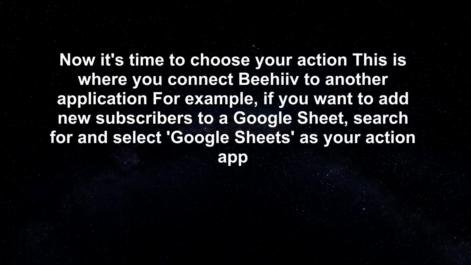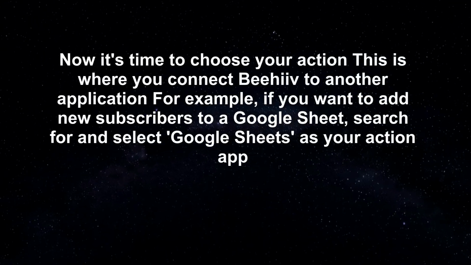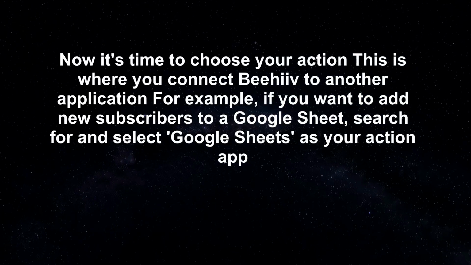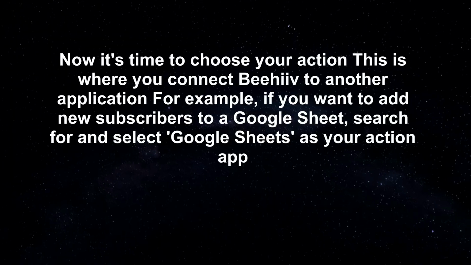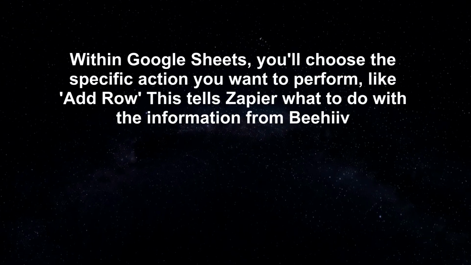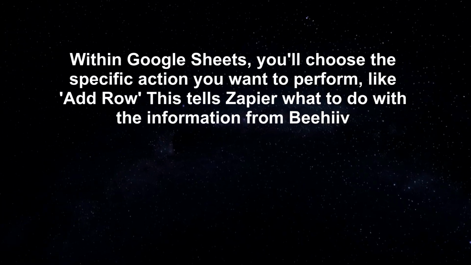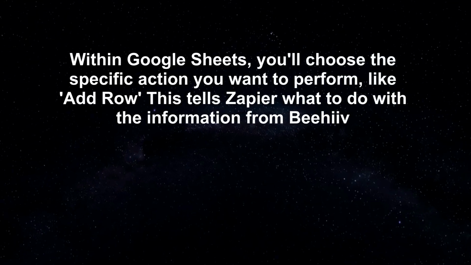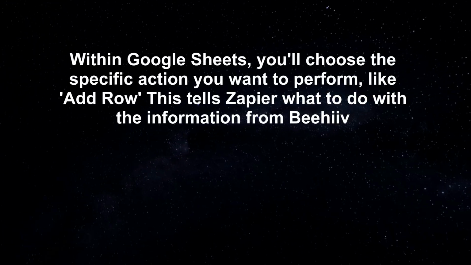Now it's time to choose your action. This is where you connect Beehiiv to another application. For example, if you want to add new subscribers to a Google Sheet, search for and select Google Sheets as your action app. Within Google Sheets, you'll choose the specific action you want to perform, like Add Row. This tells Zapier what to do with the information from Beehiiv.